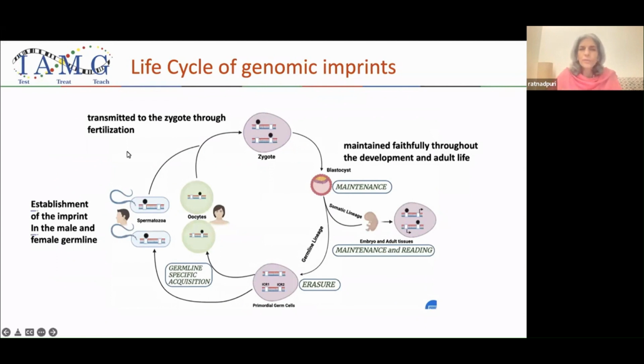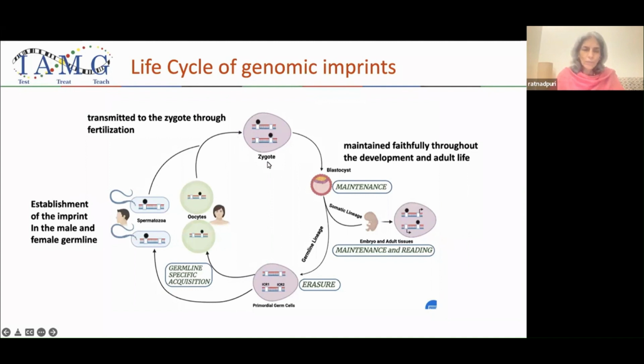Now, this is another cartoon representation of what I've just said. The imprint is established depending upon whether the gene is coming from the father or the mother. So these are the parent-of-origin specific imprints that are established in the germline. So this is the germline of the father, this is the germline of the mother, and this is the imprint that has been established. For this specific gene, the father's allele is the active allele, and the mother's allele is the silent allele.